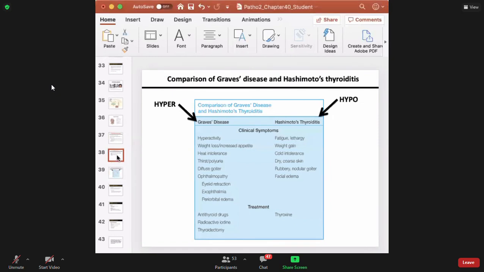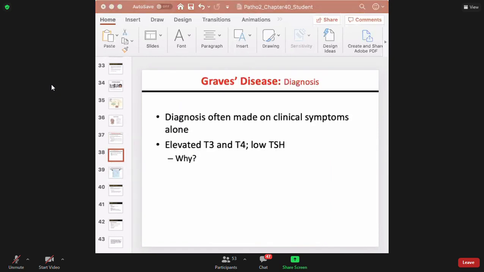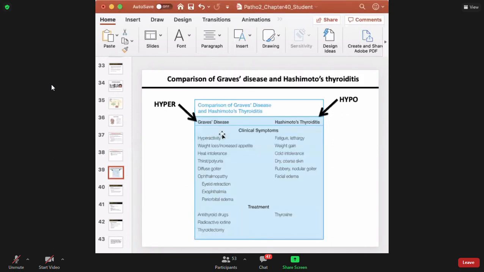So the diagnosis of Graves can be very easy. You can see someone and just know they have Graves, but you want to do the diagnostics, which would be the elevated T4 and low TSH. If you're comparing Graves and Hashimoto's, you're really just looking at a hyperactive metabolism versus a hypoactive metabolism, right? And that's where your symptoms would really come in. Even though they're both autoimmune, one has an increase in your basal metabolic rate and one has a decrease in your basal metabolic rate.